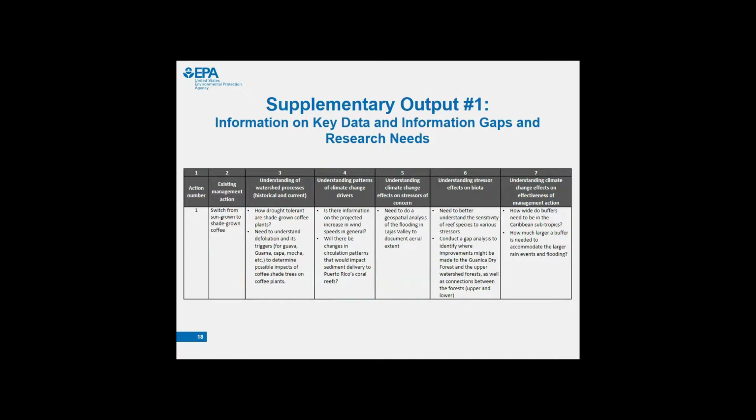If we look at this Guanica Bay example of switching from sun-grown to shade-grown coffee, because shade-grown coffee can tolerate shade, it's possible to grow it interspersed with understory plants as well as upperstory canopy plants, which then keep the soil much better stabilized. And so that makes problems with erosion and sediment runoff in particular less of a problem. So with our Guanica Bay partners, here are just some examples of some questions that they wanted to make sure that they recorded for this action.